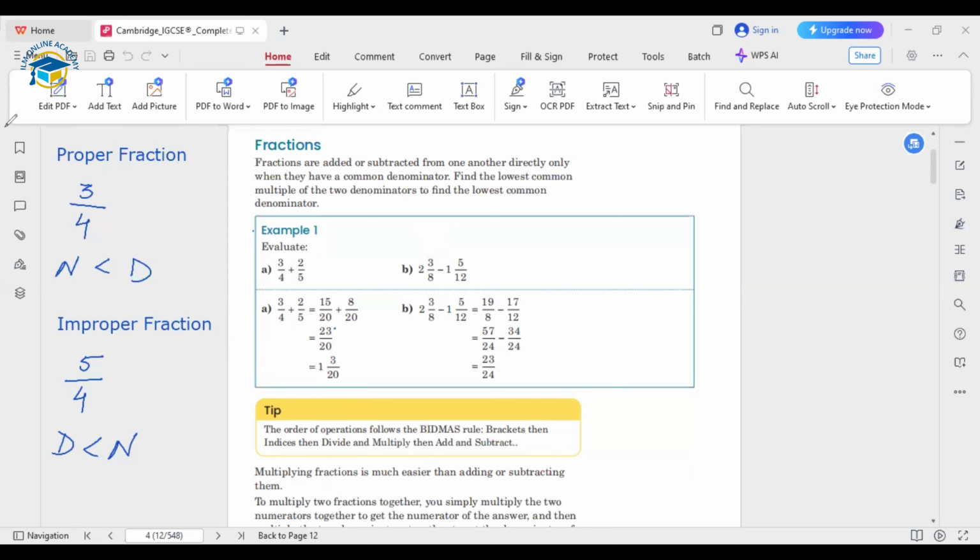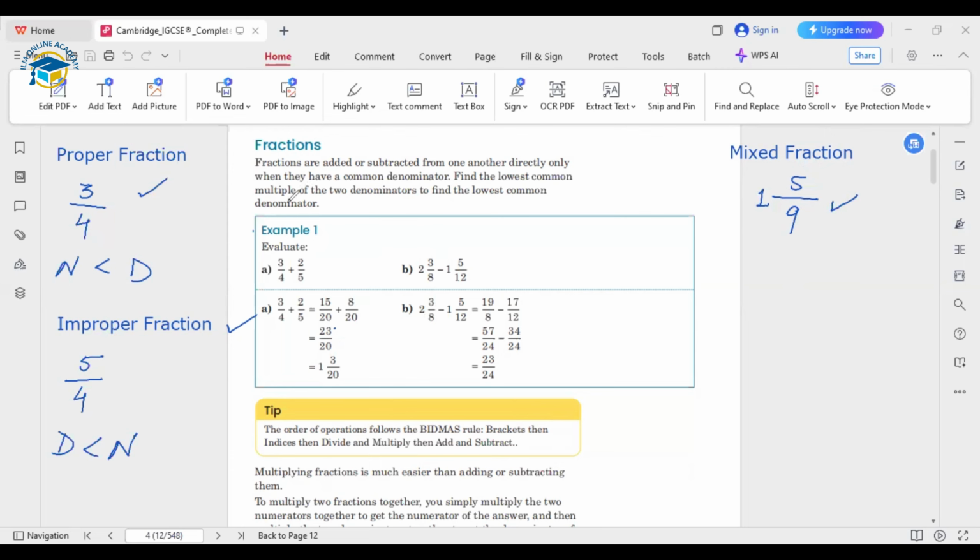And the third one is the mixed fraction. Whenever we have an improper fraction, we need to change it into a mixed fraction. In a mixed fraction, we have two parts: one is a whole number part and one is the fractional part. So these are the three types of fractions. You can change an improper fraction into a mixed fraction or a mixed fraction into an improper fraction as well. In this way, we need to deal with fractions.